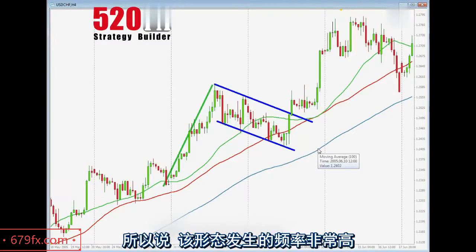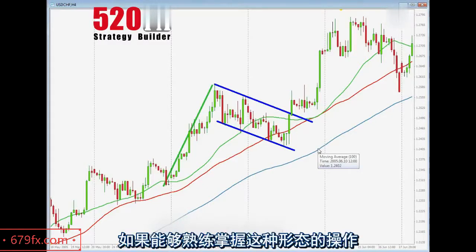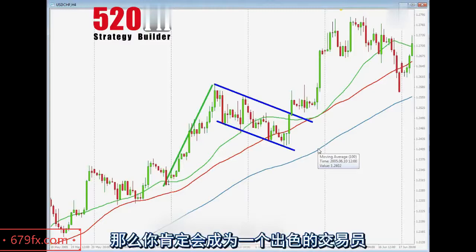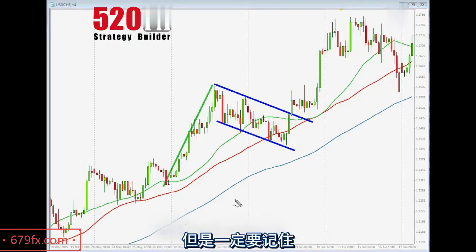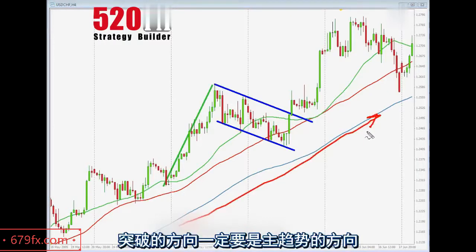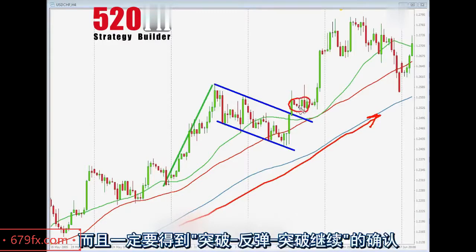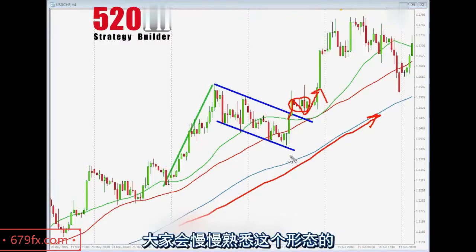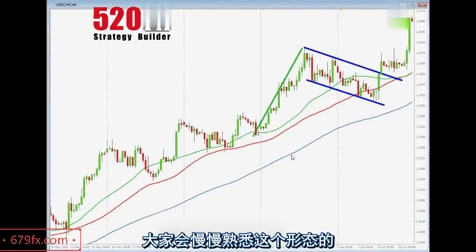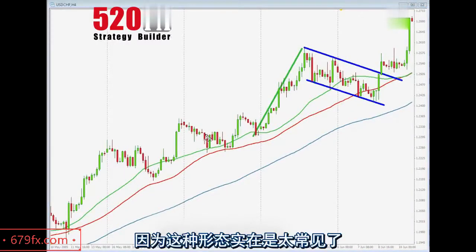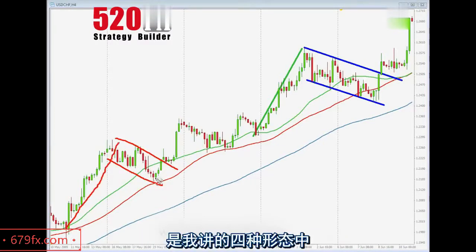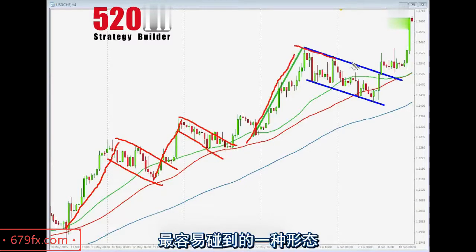But nonetheless, like I say, they happen so often. If you master this type of price pattern, you will definitely become a profitable trader, especially because you are trading a breakout in the direction of the main trend, and only once the breakout is confirmed with a breakout, pullback, continuation. Flag formations, you gotta become familiar with them because they happen so often that it's the easiest to spot out of all trading patterns.